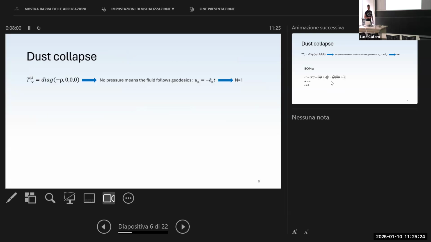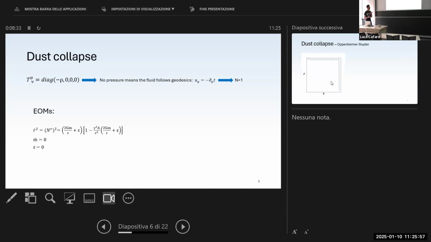Okay, so let's start with dust. This is the easiest case one can think of. And in the LTB gauge, the stress energy momentum tensor is very easy. You get just one non-zero component, which is the energy density rho. And if we have no pressure, each particle of the fluid follows a geodesic. This means that we can write the four-velocity as dt, or equivalently, we can set n equal to 1, or any positive constant that can be reabsorbed in t. So this is the starting point.